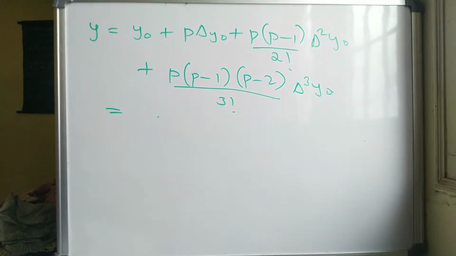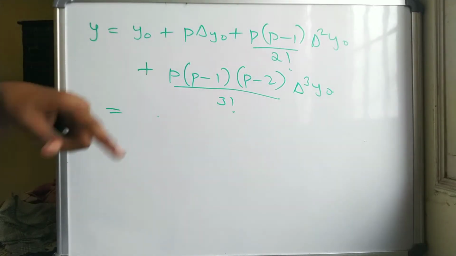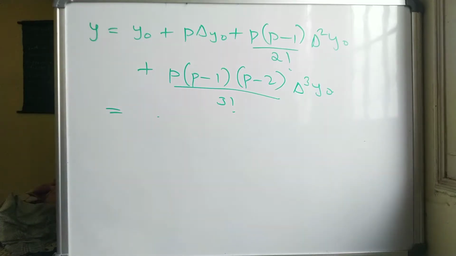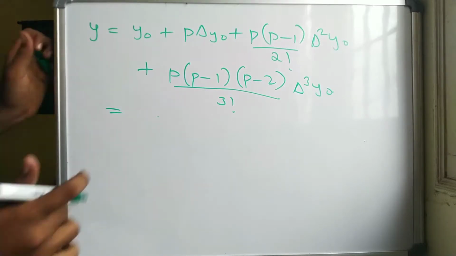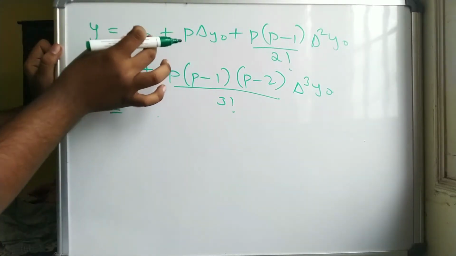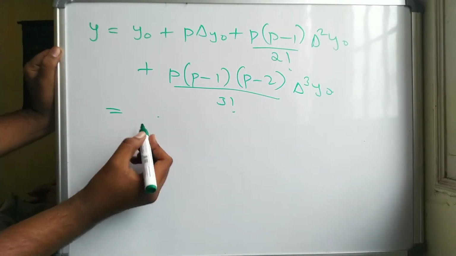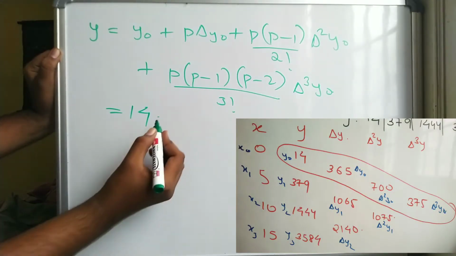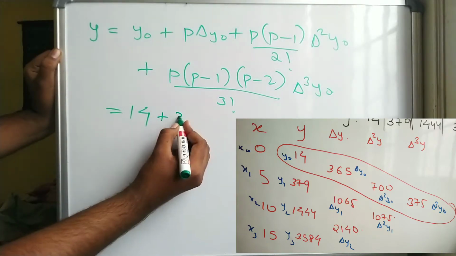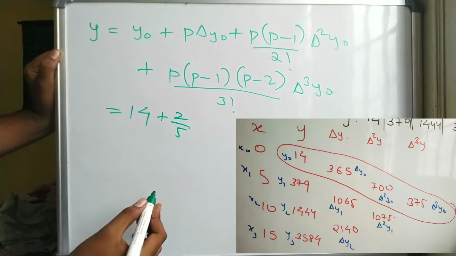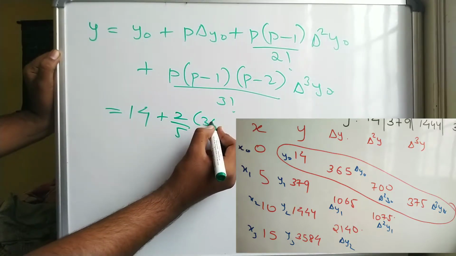This question you can do in two ways. Either you directly substitute the value of x in all these terms, or without substituting the value of x, first find the quadratic polynomial, then substitute the value of x at the end. I am substituting the values now. Y0 is 14, the first value of y, plus p is 2 by 5, delta y0 is 365.